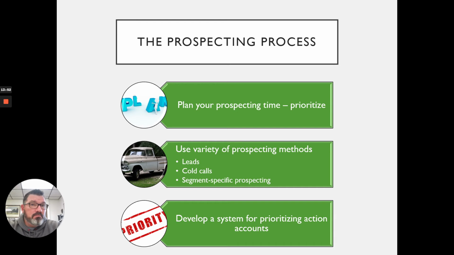Again, use a bunch of different prospecting methods, whether it's leads, cold calls, or segment-specific prospecting. You say, well, what the heck is each one of those? Leads is someone tells you, hey, you should go see my neighbor down the road. They're really looking for a new solution in their dry cow feeding program. That's a lead. And you better put that near the top of your prospecting list once those kind of things occur. Those are crucial, critical, and oftentimes lead to sales.